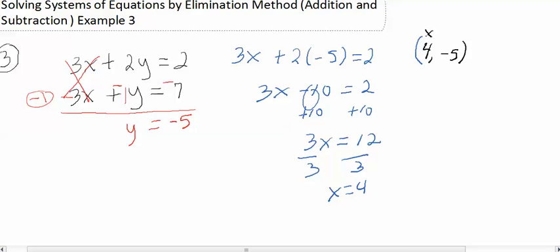And again, if you wanted to take the time, we could go through and check our answer by plugging our x and our y into both of the original equations. And when I get done, after checking them, they should both be true.